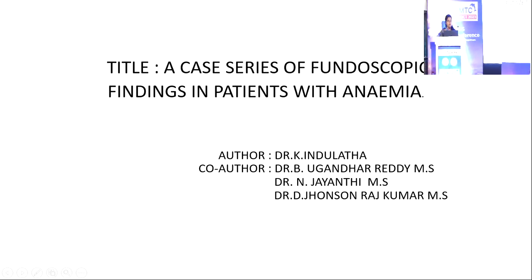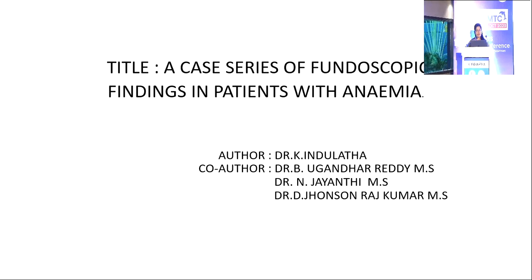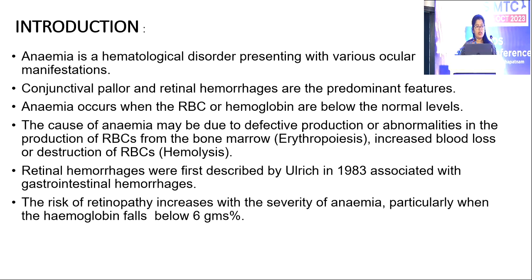My presentation today is case series of fundoscopic findings in patients with anemia. Anemia is a hematological disorder presenting with various ocular manifestations. Conjunctival pallor, retinal hemorrhages are the predominant features. Anemia occurs when the RBC or hemoglobin levels are below the normal. The cause of anemia may be due to defective production or excessive destruction of the RBCs.